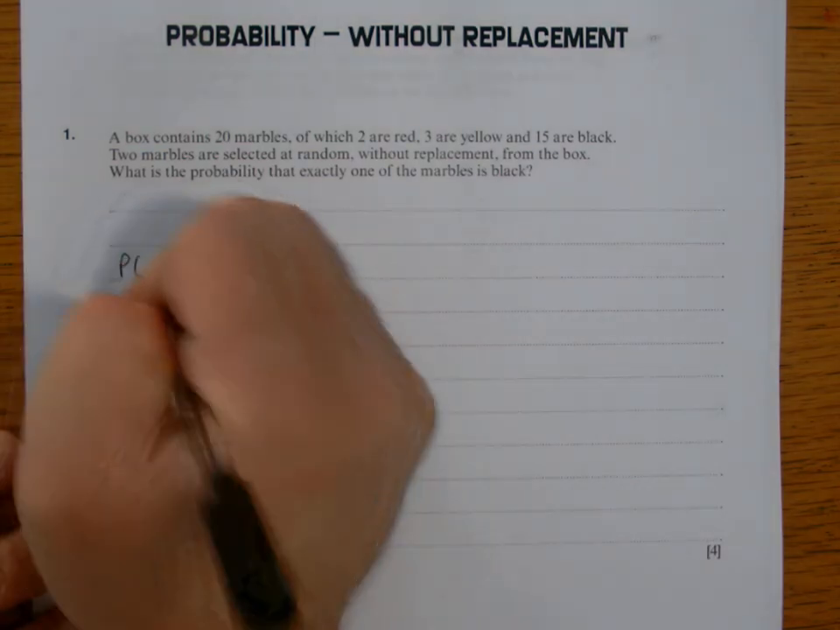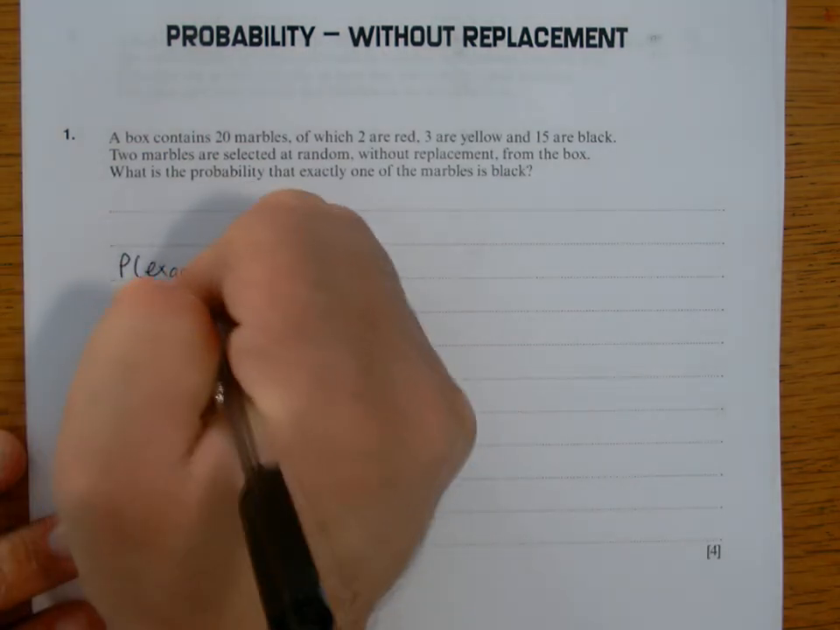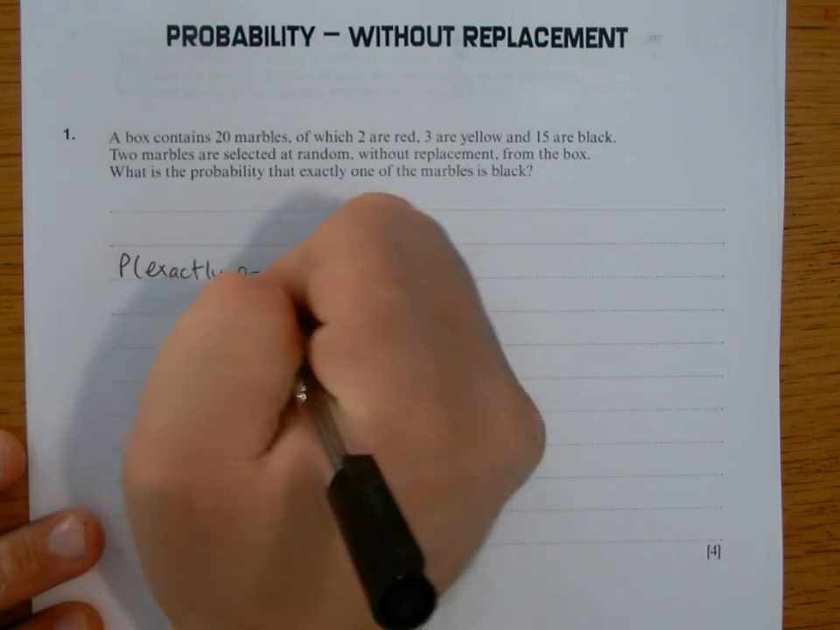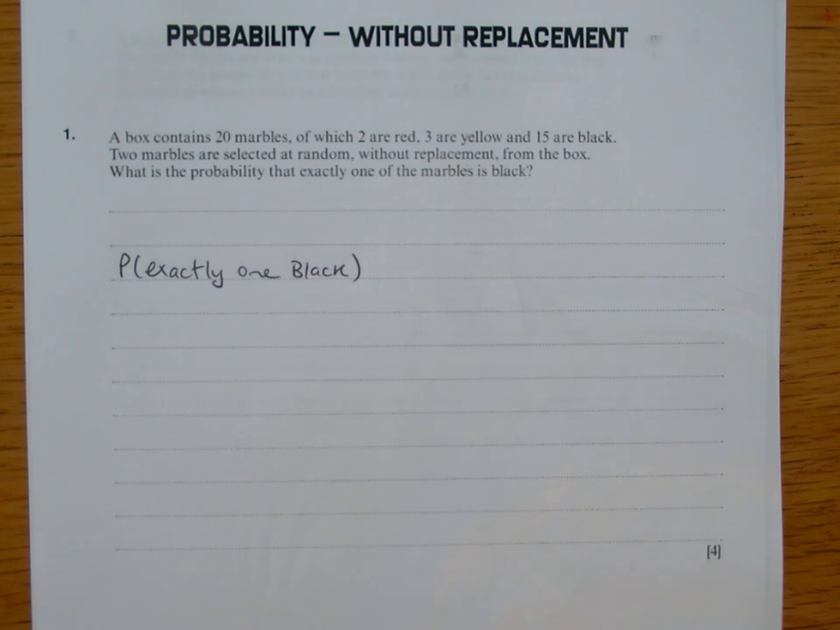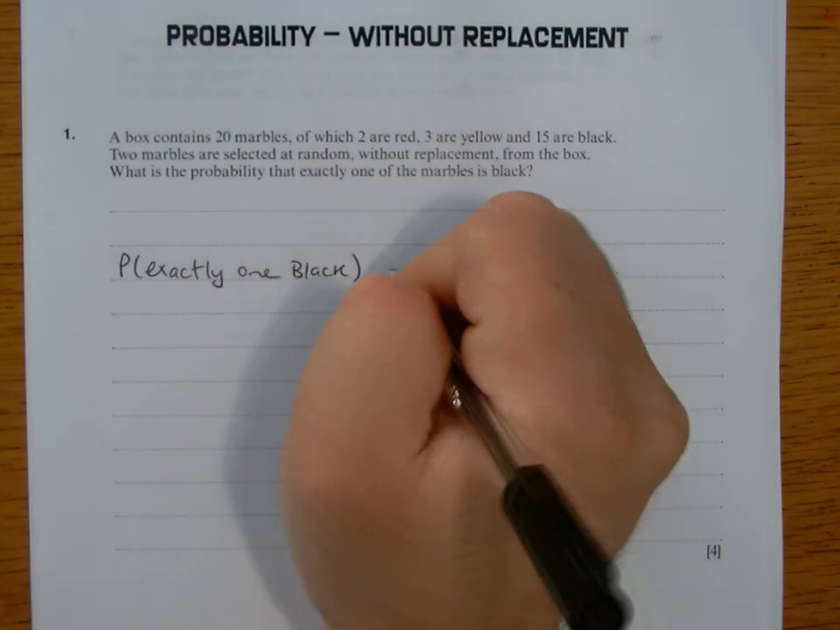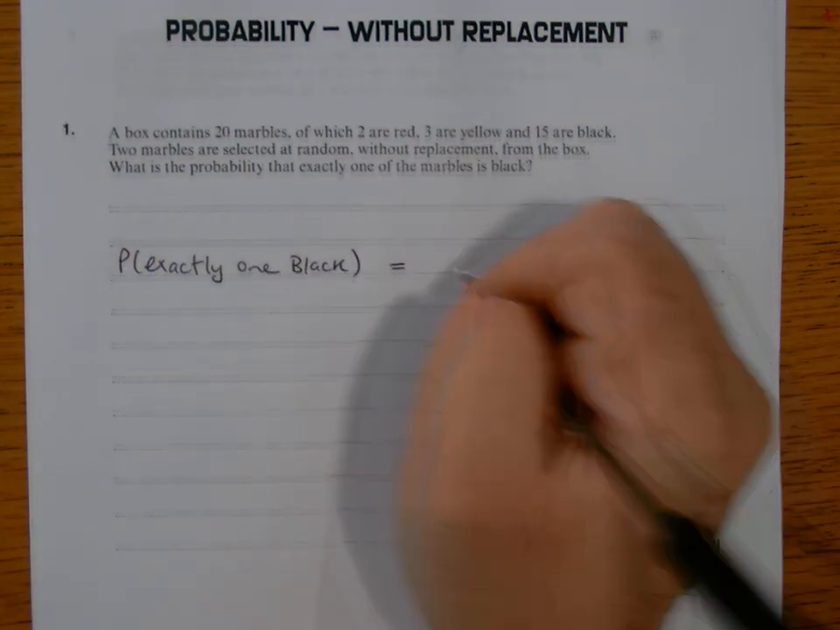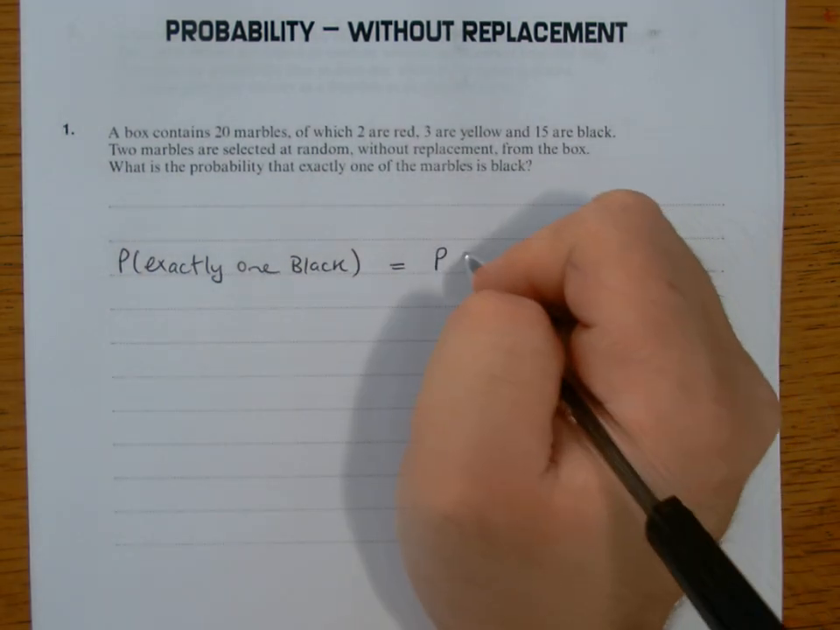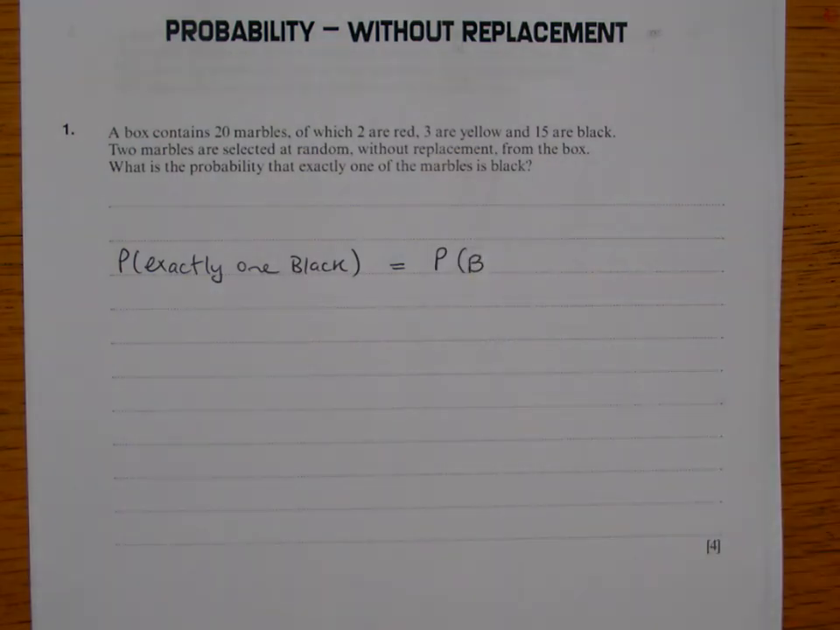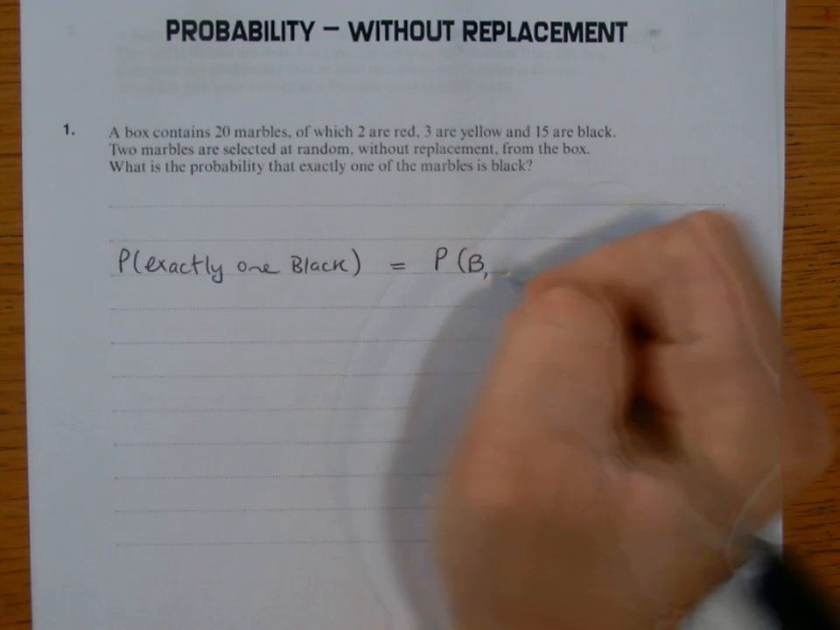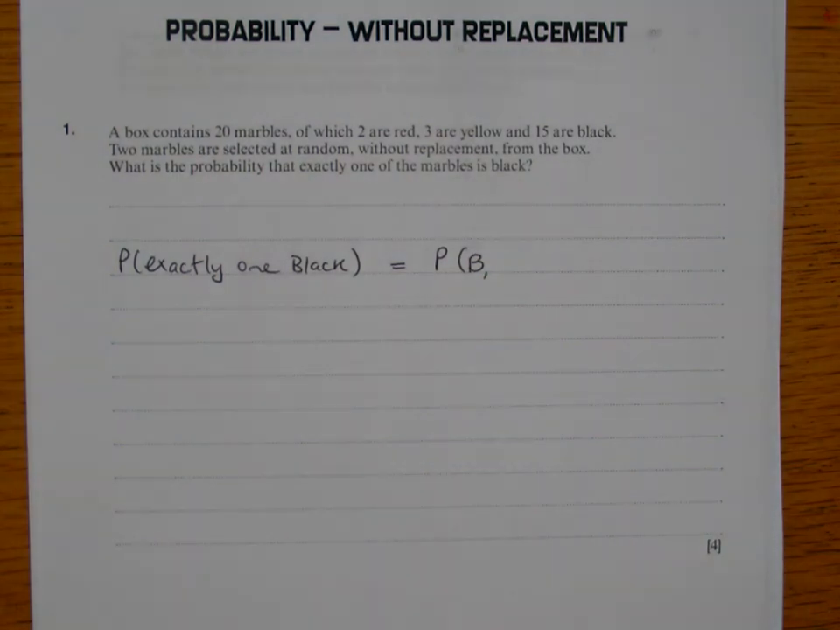So if we write down probability of exactly one black, okay, and I'm going to use the letter B for black in a minute, but to be clear in terms of what we want to find, we need to think about the possible ways of doing this. So we could consider the probability of the first marble being black, but the second one not being black. Now, first one being black, that's easy. The second one not being black, then that complicates things because it could be red or it could be yellow.